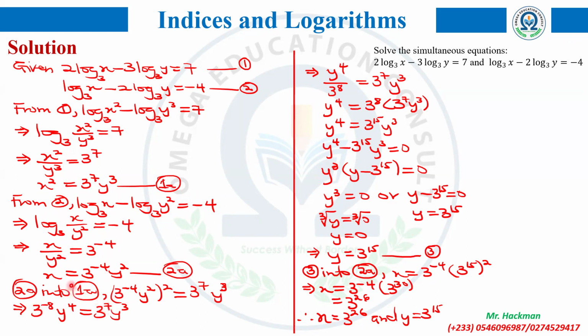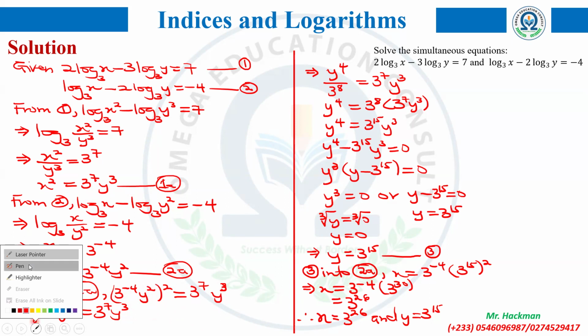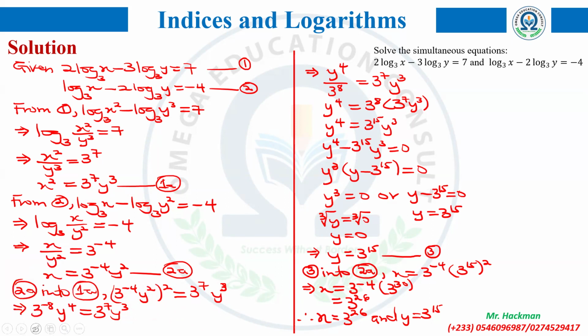Wherever you see x in equation 1a, it is this. So I put the whole of this in brackets, squared. It is equal to the whole of this, which is here. In these indices, if you are squaring the product of two numbers, in this case I have the product of 3 to the power negative 4 and y squared.